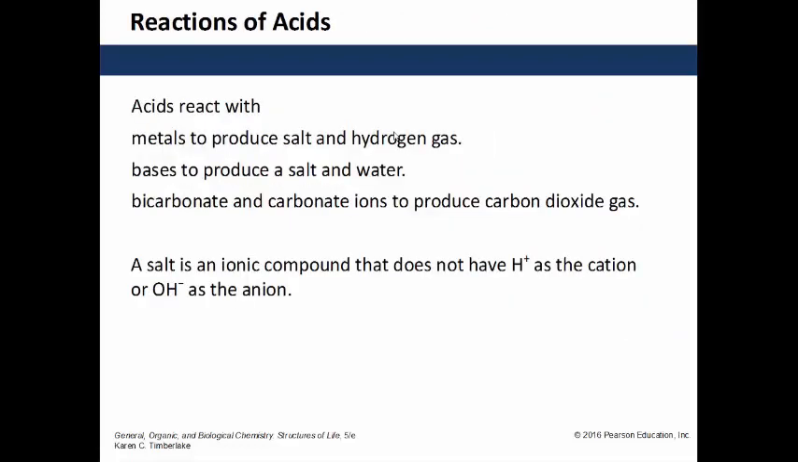Now acids will react with metals to produce salt and also hydrogen gas. And acids will react with bases to produce salt and water. And acids will also react with bicarbonate and carbonate ions to produce carbon dioxide gas. And when I say salt, I don't mean table salt, sodium chloride. I mean the generic definition of a salt. So a salt is an ionic compound that does not have hydrogen ion as a cation or hydroxide as the anion.